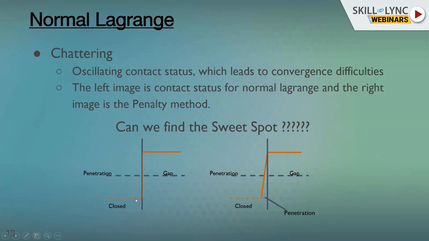It is going to hit the surface and the contact. If there is a contact, then in the next iteration there will be a normal force which is pushing the bodies away from each other to avoid the contact. Then again it will come into contact.